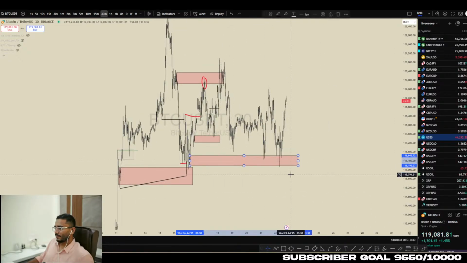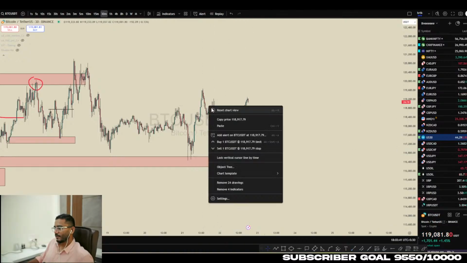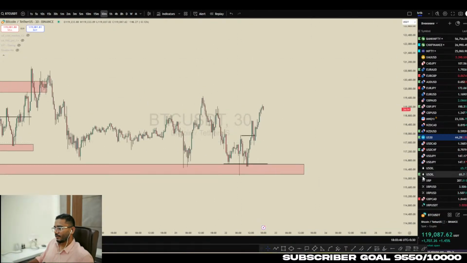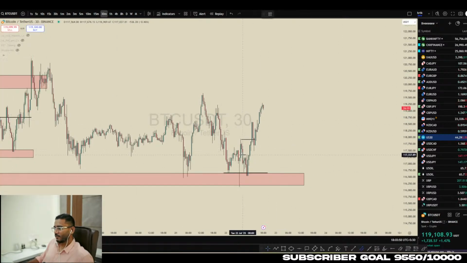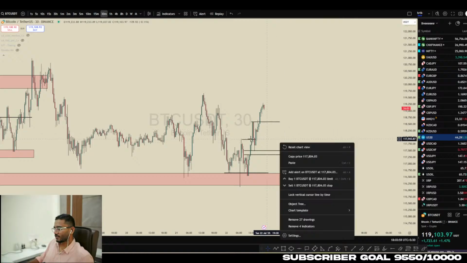So price reacted from this order block. On 30 minutes, we can see there was this inducement. Price induced this previous low, broke the structure to the upside here. Now we have this imbalance over here. So in future, price can tap this area and it should continue higher. But for right now, price has already swept this liquidity and now broke the structure to the upside.